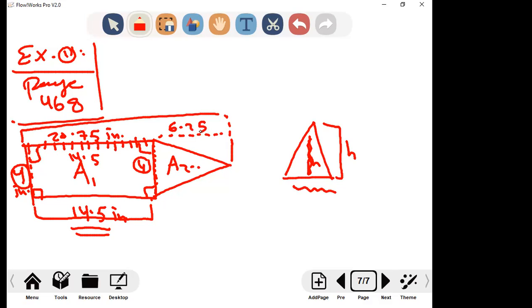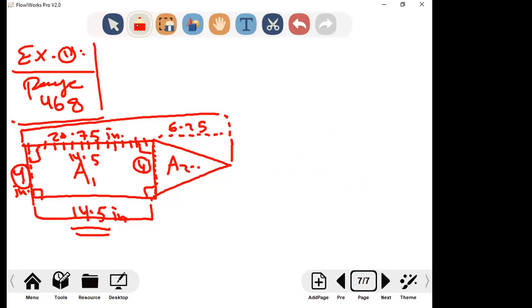Do I have everything? So for the rectangle, I have the length and the width. For the triangle, I have the base and the height. Anyone don't understand how we found the height of the triangle? The height of the triangle.